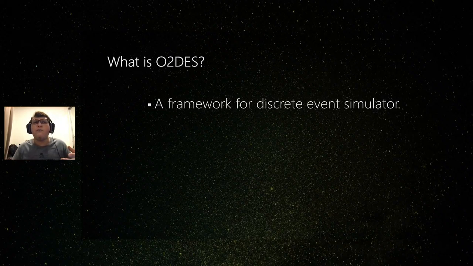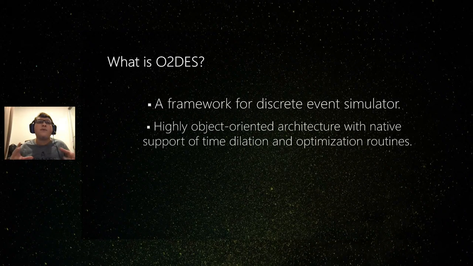You might ask, why O2DES? There's a lot of software outside that can do simulation by drag and drop. Yeah, right. I know. But the thing is, they have limitations. The limitation is they cannot simulate everything except the ones that are already in their own library, for example. But this one is a software program, so you can create almost anything, okay? Because it's a highly object-oriented architecture with native support of time dilation optimization routines. So all you have to do is create the model accurately, and you can run the simulation. The output is probably better than the expensive software out there, for example.